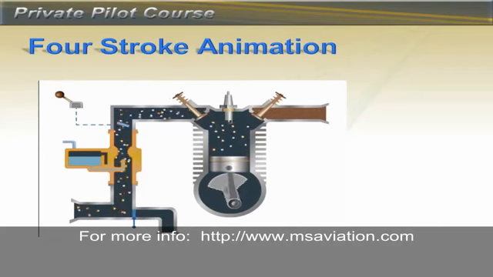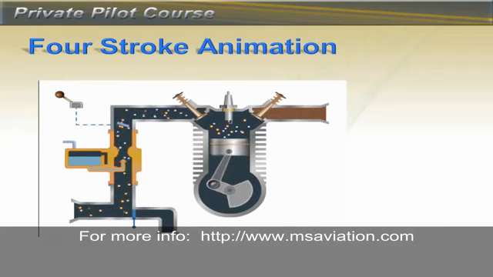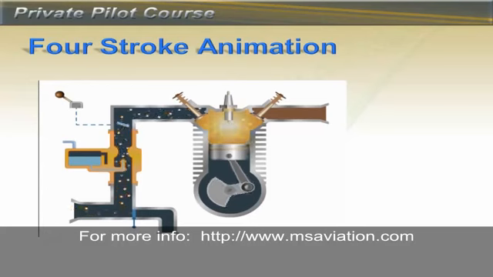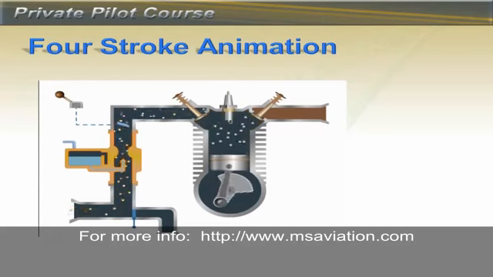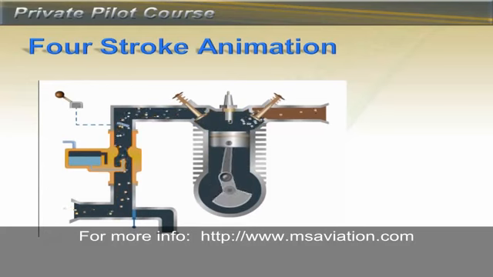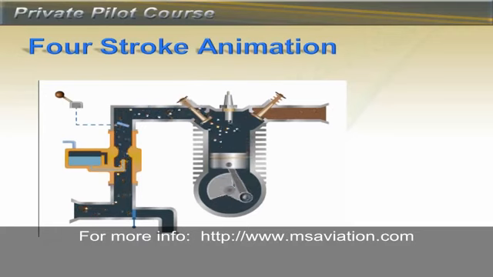Notice that when the exhaust valve opens, the burned gases now vent outside through the exhaust manifold. Remember that this is just one cylinder shown here. Most aircraft use either 4 or 6 cylinders.